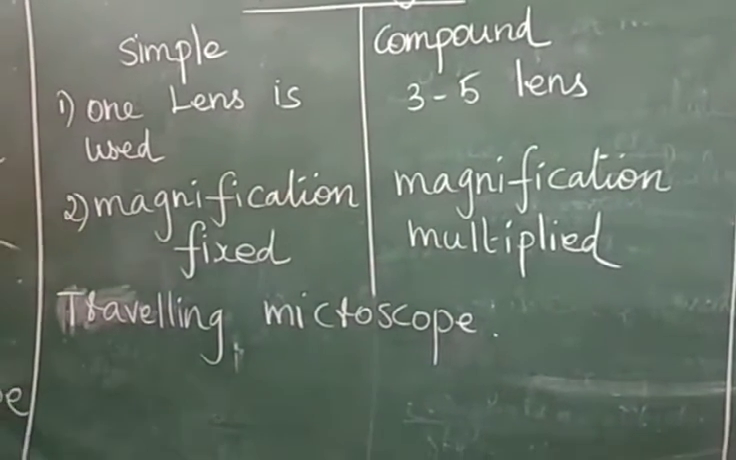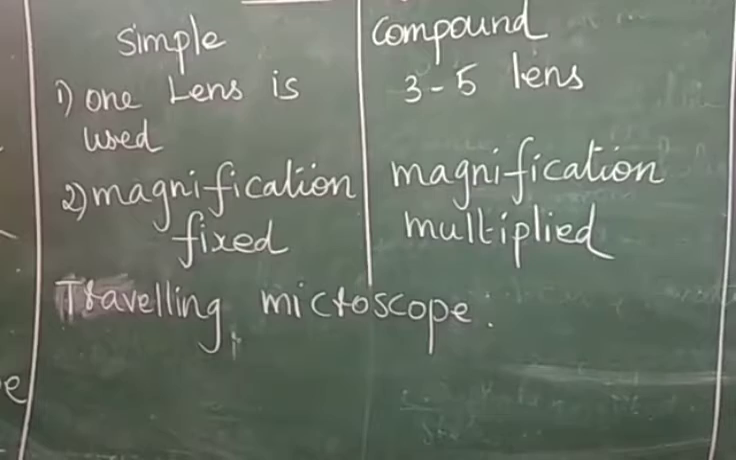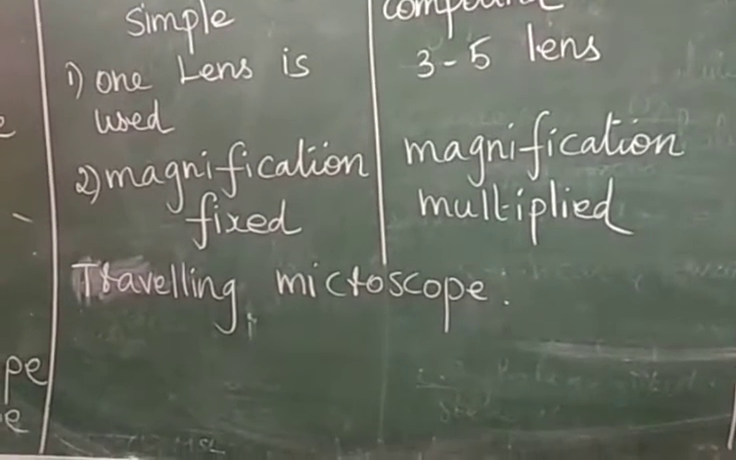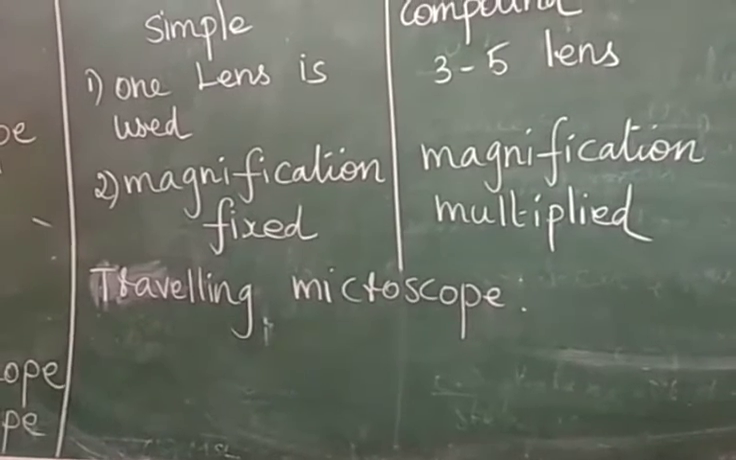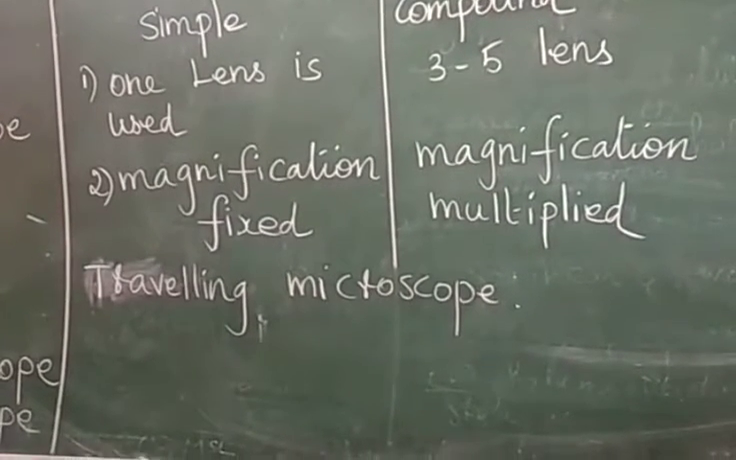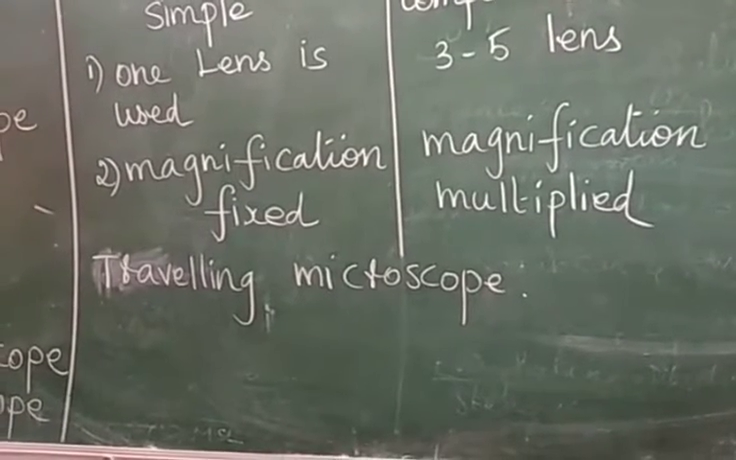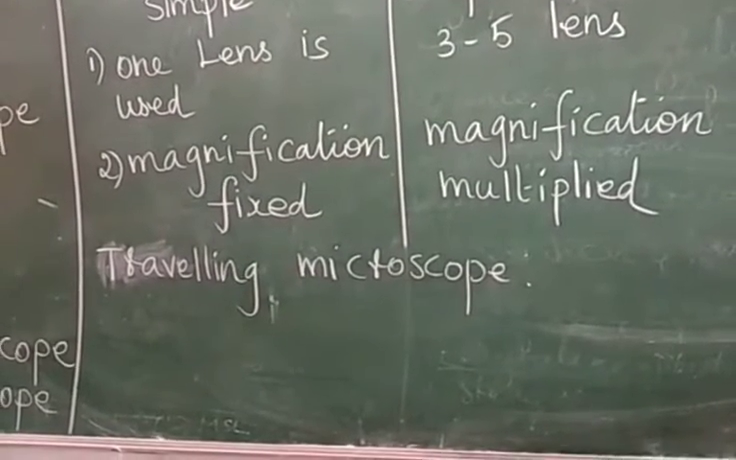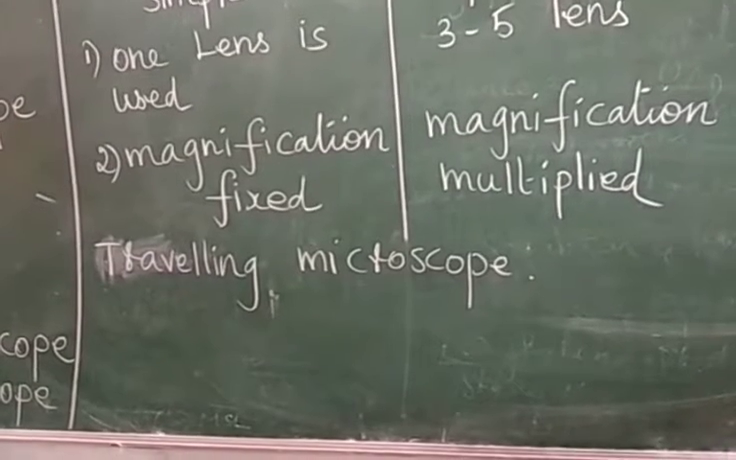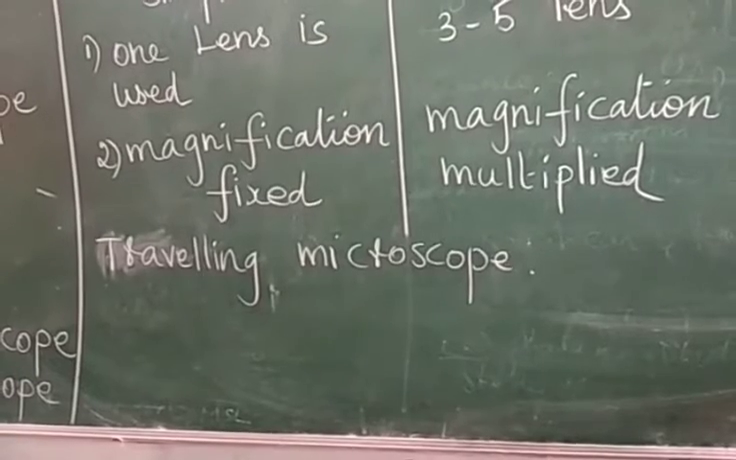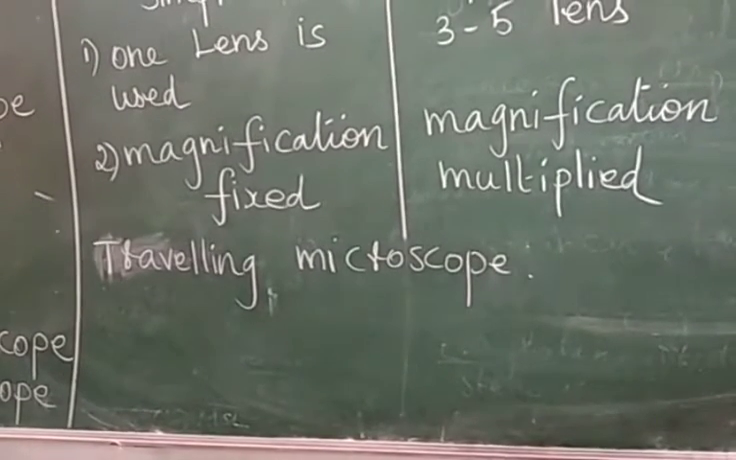What is another heading? Traveling microscope. A traveling microscope is one of the best instruments for measuring very small lengths with a higher accuracy, of the order of 0.1 millimeter. It works based on the principle of a vernier. Its least count is 0.01 millimeter. You have studied in the 9th standard what a vernier caliper is.